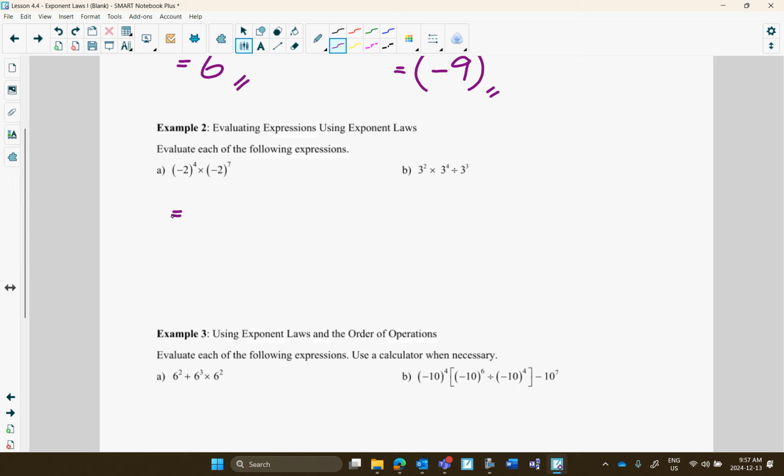What's the base? -2 in parentheses to the 11th, because we add the exponents. Right?